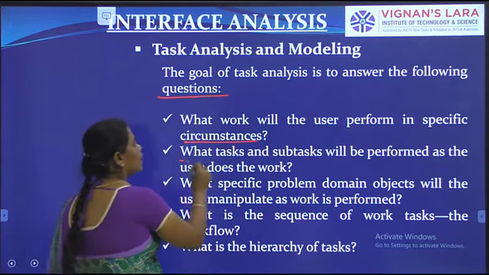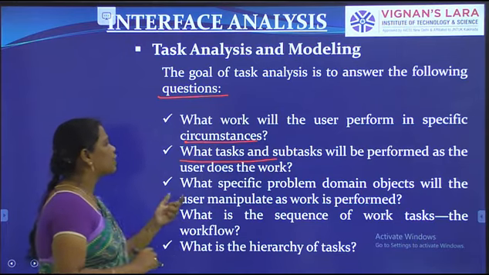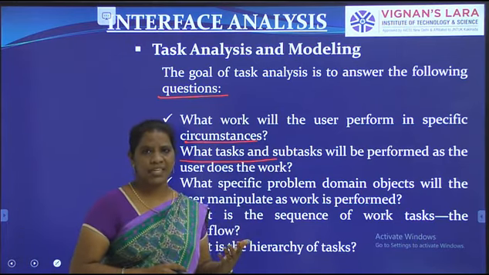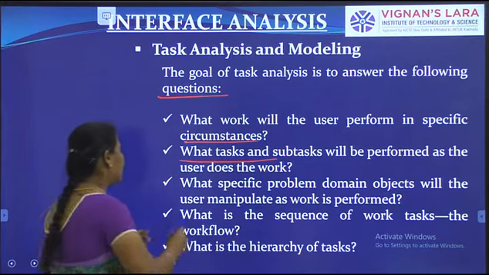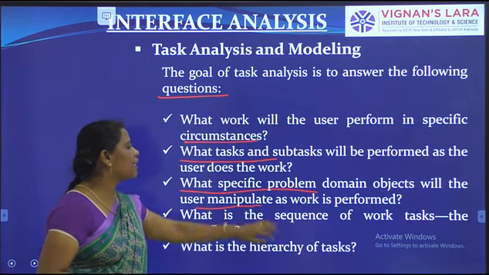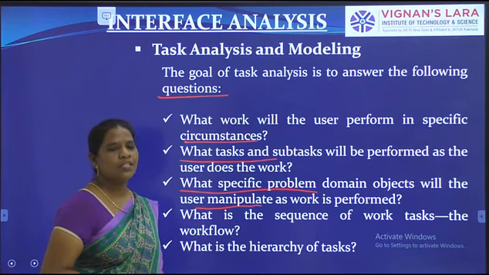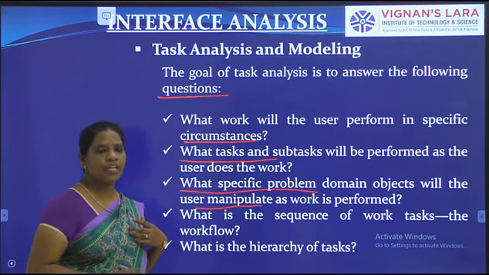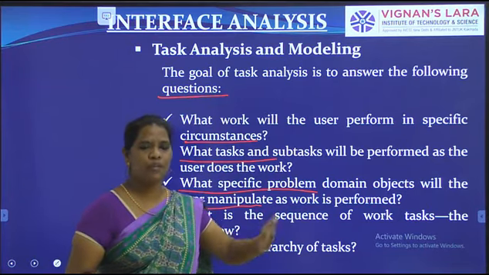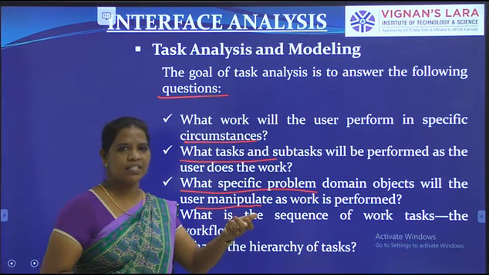Okay. Next, what tasks and subtasks will be performed as the user does the work? So what was he doing, some other task? Okay, what are those? And next, thirdly, what specific problem domain objects will the user manipulate as work is performed? Some manipulations we will do. For example, a Word document. It will give us some name, book 1, book 2 like that. So we will replace some names.